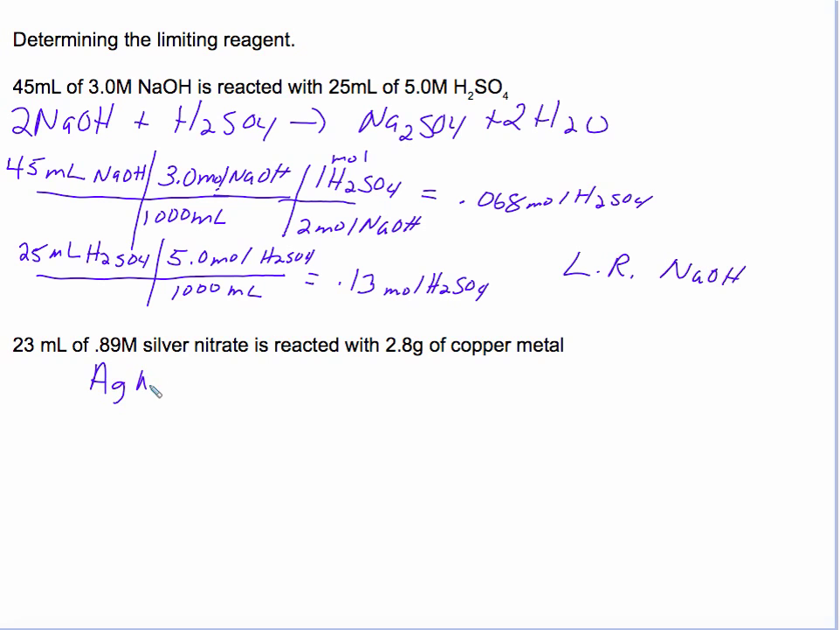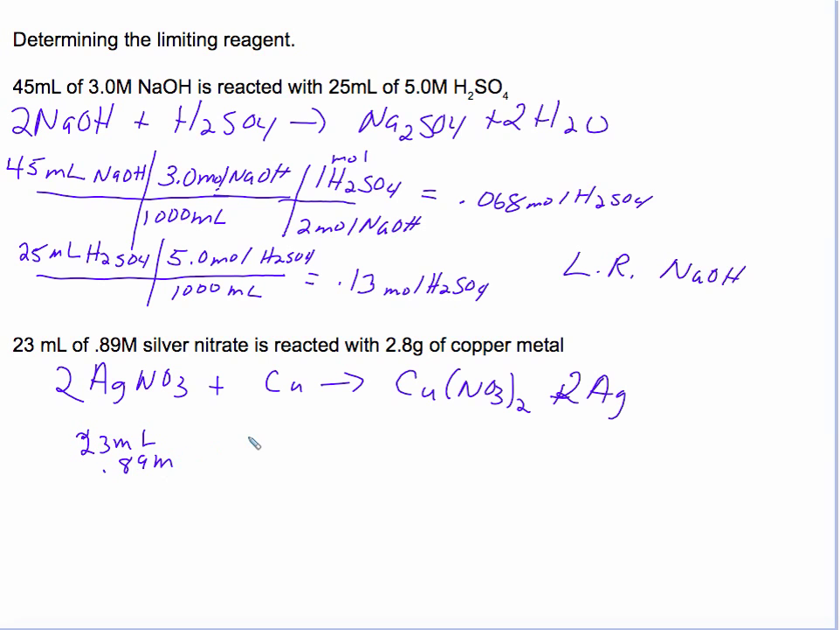This one we have silver nitrate plus copper metal. That's going to make copper(II) nitrate plus silver. Balance the equation. Put a 2 there and a 2 there. All right, so we've got 23 milliliters of the silver nitrate, and it's 0.89 molar, and we've got 2.8 grams of copper.